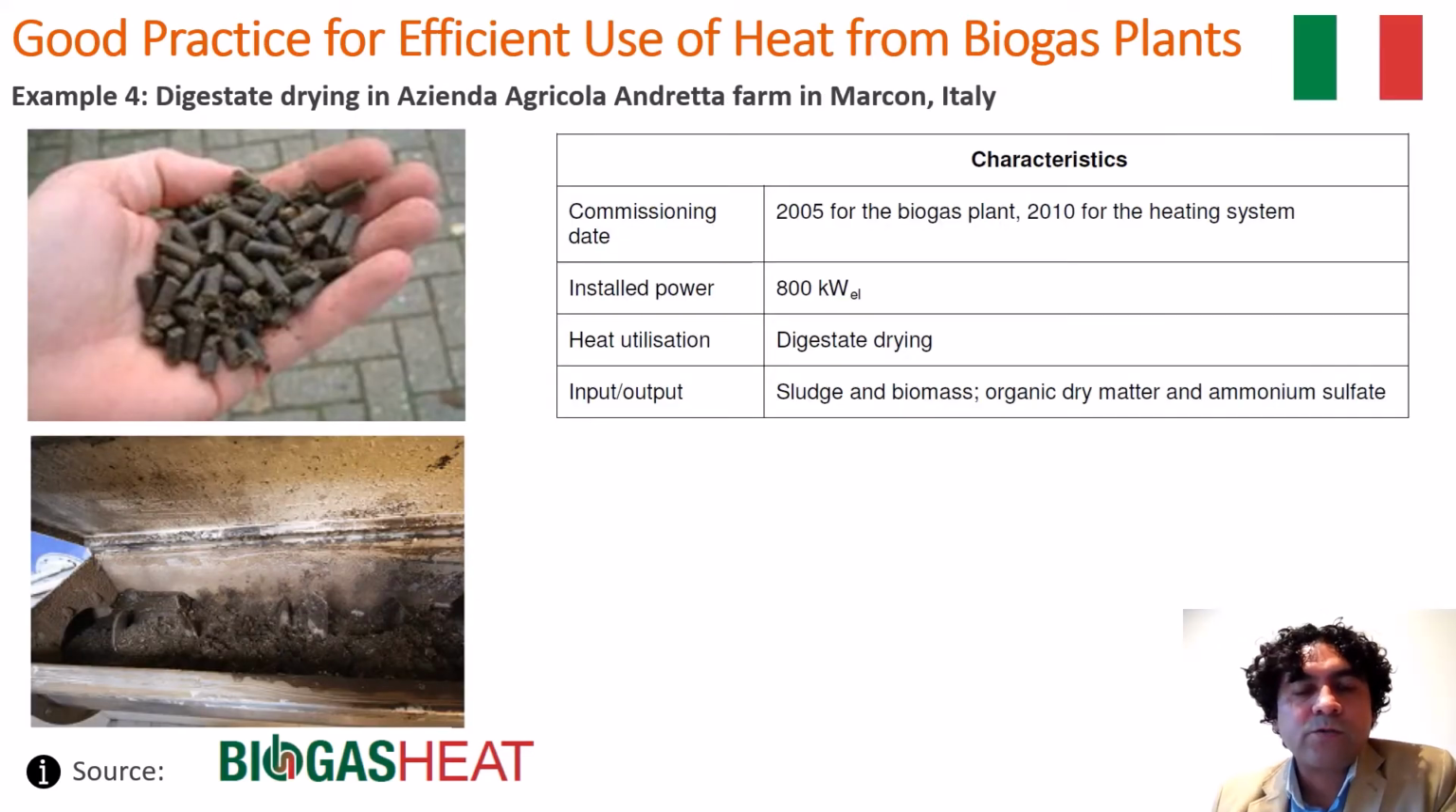Since 2005, this farm has been running a biogas plant with an installed capacity of 800 kilowatts of electricity. The farm has a drying plant next to the biogas plant, complemented by a removal system for the nitrogen contained in the digestate. The drying plant, exploiting the heat coming from the generator, has two fundamental outputs: organic matter with 90% dry matter, and liquid ammonium sulfate produced by air cleaning through a stripping process.